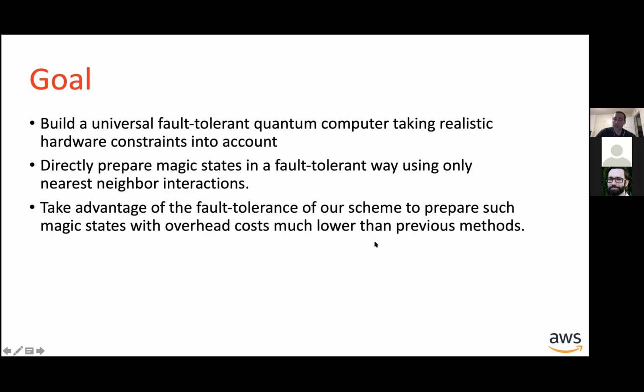And so in this talk, what I'll show is how we can fault tolerantly prepare magic states instead of doing magic state distillation. And I'll be very specific about what the differences are between magic state distillation and fault tolerant preparation of magic states. And the idea will be that due to the fault tolerance of our circuits, we'll be able to prepare magic states with extremely low overhead compared to magic state distillation in some regimes.